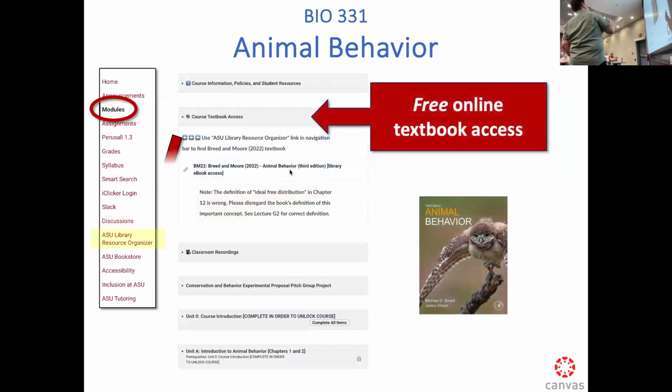Otherwise, the textbook for this course, if you want a paper textbook, is available: this Breed book. But I've also picked a textbook that is available for free at the library electronically. To get quick access to it, try hitting this ASU Library Resource Organizer on the side, and it should bring you to that link. Otherwise, if you just search for this Breed book in the library, you should be able to find the electronic access there.